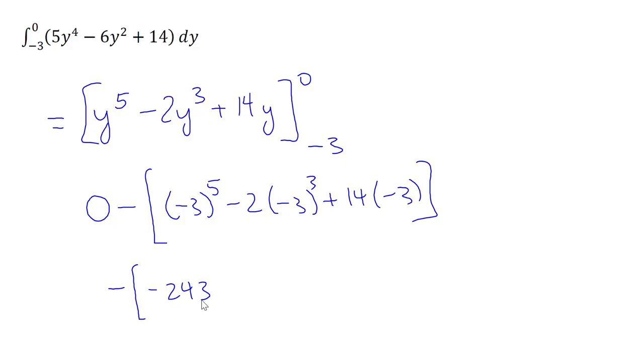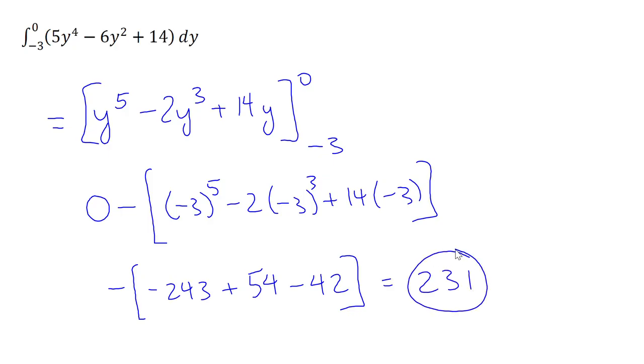243. And then negative 3 cubed is negative 27. And so negative 27 times negative 2 is going to be a positive 54. And then negative 3 times 14 is just going to be a negative 42. If we flip the signs on all those, it's just 243 minus 54 plus 42. So really that's just 243 minus 12, which is 231.